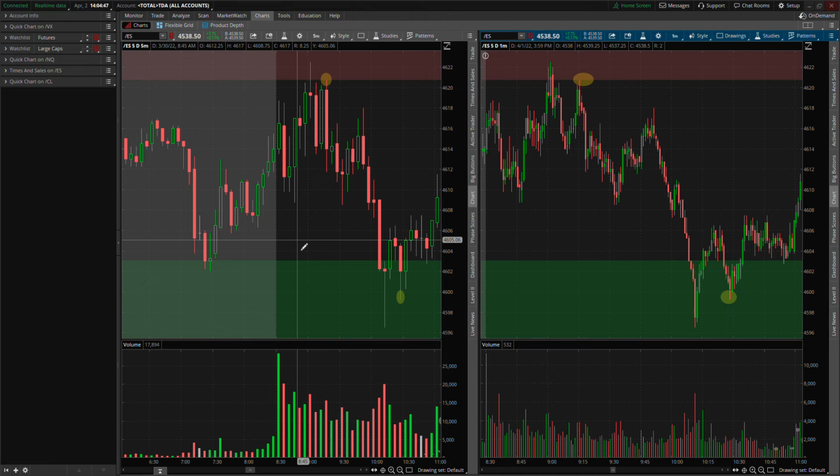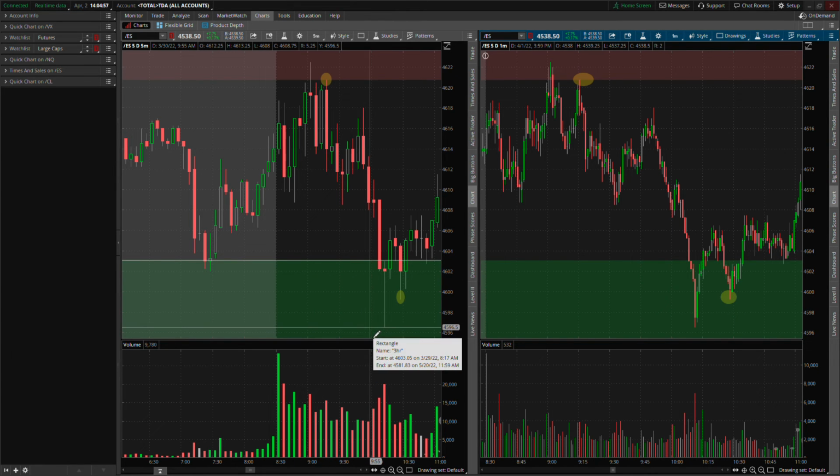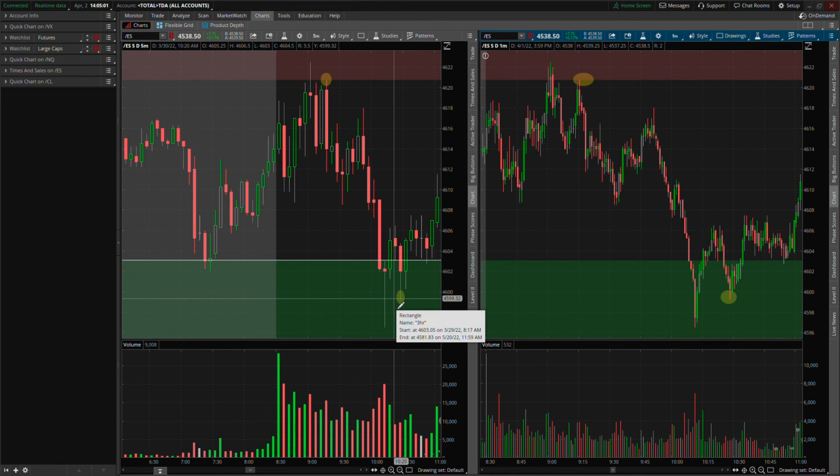So you want to see buyers step up there. You want to see sellers kind of dissipating a little bit. I like to look for a higher low in at least a 5-minute time frame. And we have a pretty good example here. We got a low inside this demand zone at 45.96 and then a higher low at 45.99. And that's a good sign.